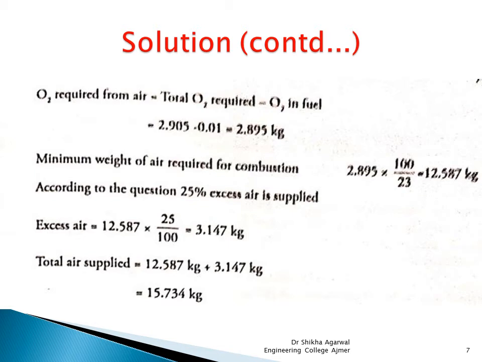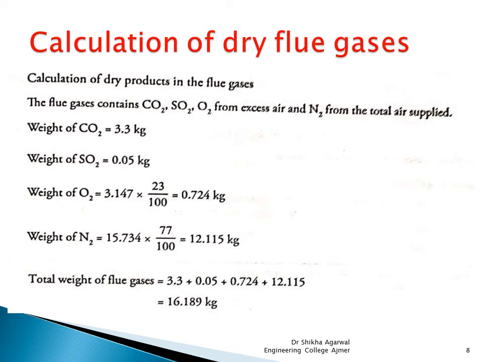Now this is the calculation of total minimum weight of air supplied. You know how to do it, so I'm not discussing it. It comes out to be 12.587 kg. When 25% excess air is supplied, we calculate excess air, that comes out to 3.147, and you add the minimum weight with excess, you get the total air, that is 15.734 kg. Now we have calculated the weight of carbon dioxide. We have also calculated the weight of sulfur dioxide.